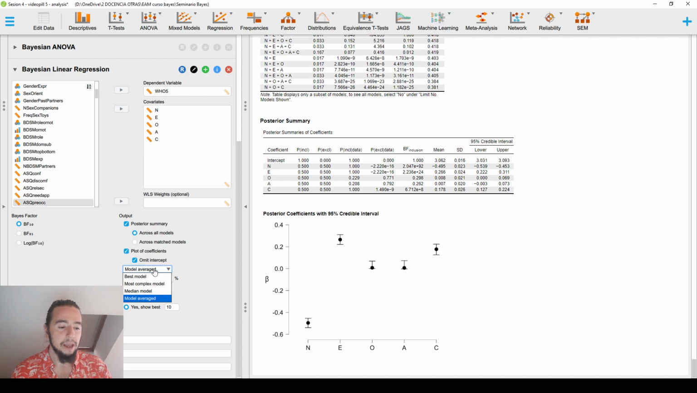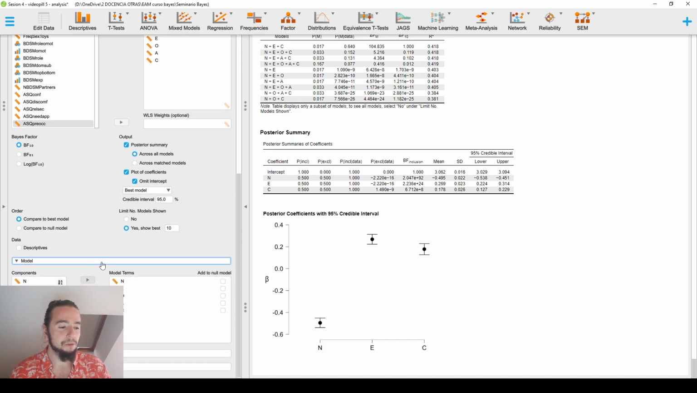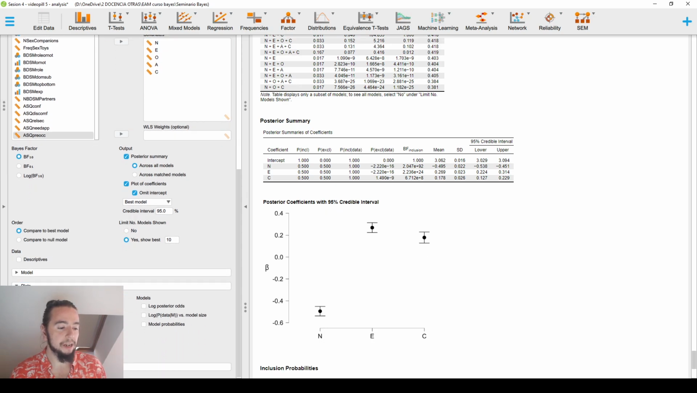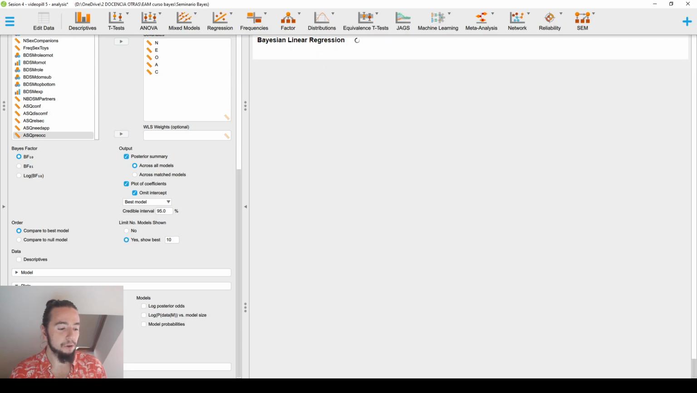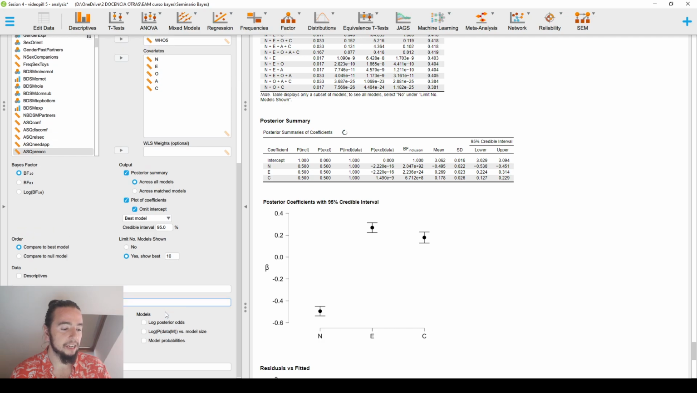make an average for each predictor, and then plot them. But we can make the median model instead of the average, the most complex model with a saturated model, or the best model. Let's have the best model. And then we will have this: neuroticism, extroversion, and conscientiousness with their respective effects and credible intervals. Now we can do things to this model if we want to. In the plots, we can plot the inclusion probabilities, the marginal posteriors, QQ plots, residuals, and fitted, etc. And we can do it also with log posterior odds and model probabilities, etc.